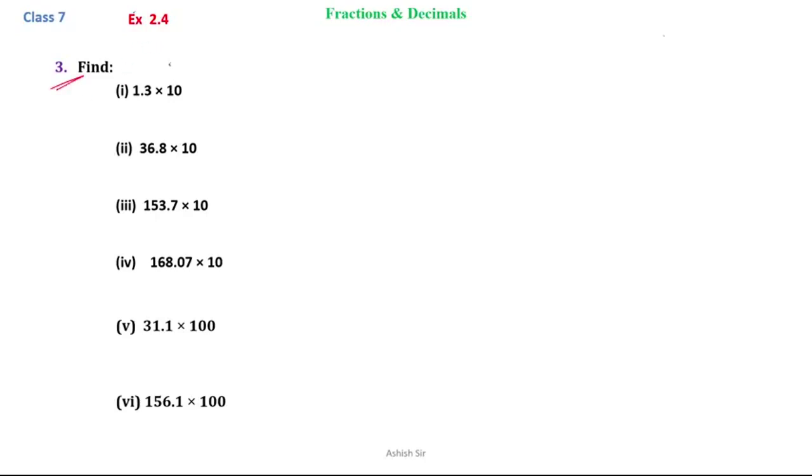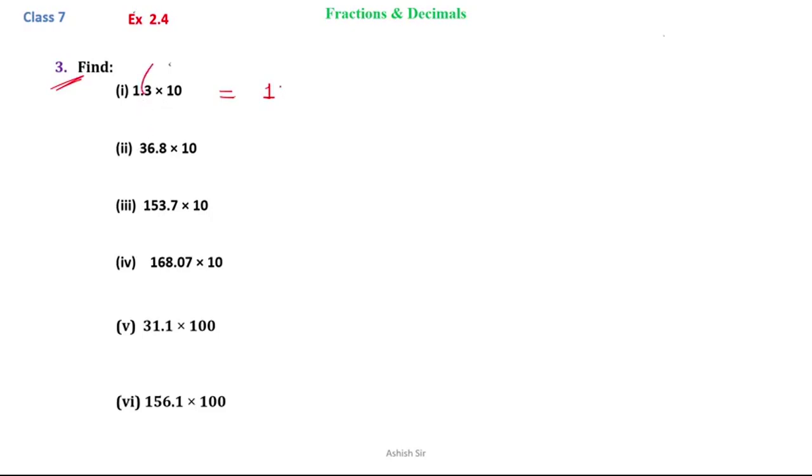Exercise 2.4, question number 3. We need to find the multiplication of 1.3 into 10. We can do it with the direct method and also the simplification method. The first two questions we will see with the simplification method.